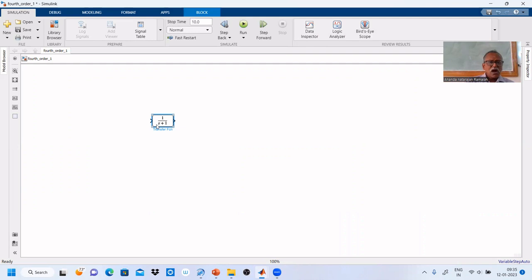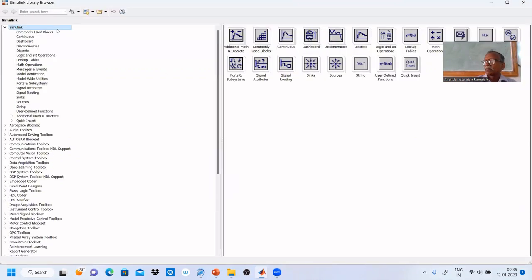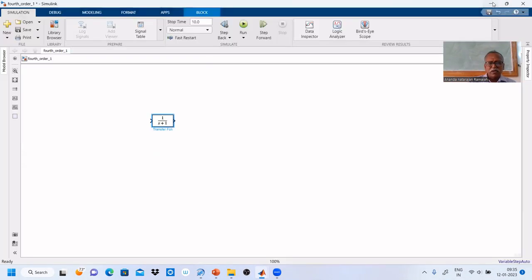So we placed it, or you can go to the library browser and select. There is also a search available. You can search and find. If you know the exact name, no need to go here. You can type here itself. So first thing is we are going to get a transfer function. Transfer Fcn, that is the name of the function MATLAB uses. If you type that, you will get it.